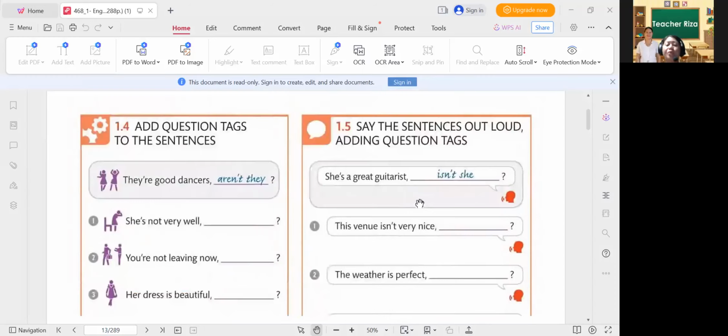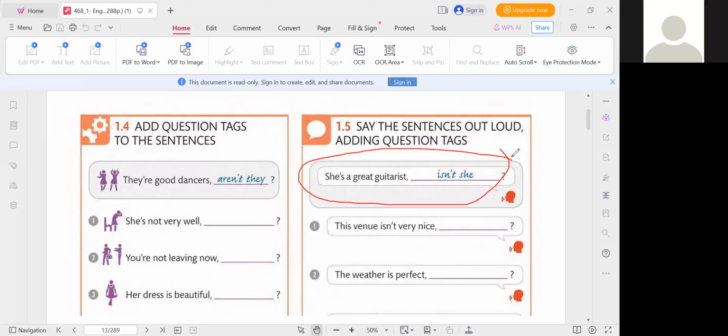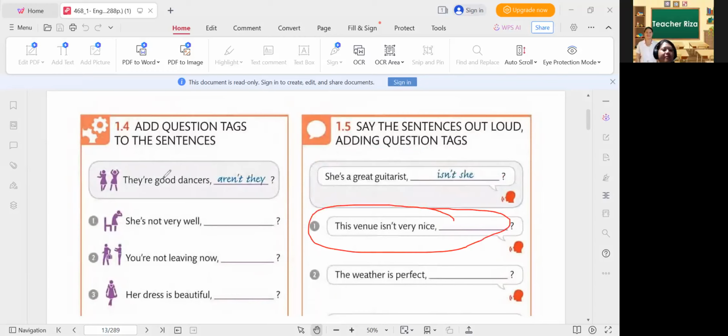So we have here 1.5. Say the sentences out loud, adding question tags, okay? So let's start here. Let's read. Okay, she's a great guitarist. Isn't she? Very good, that's correct. So how about the next sentence? So that is the statement. This venue isn't very nice. So what should be the question tag?